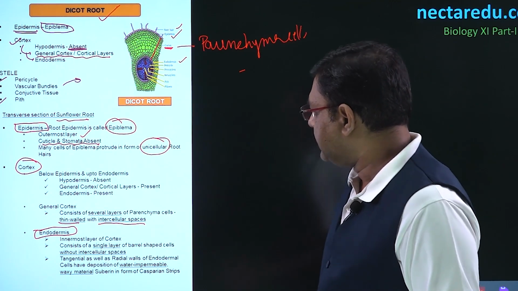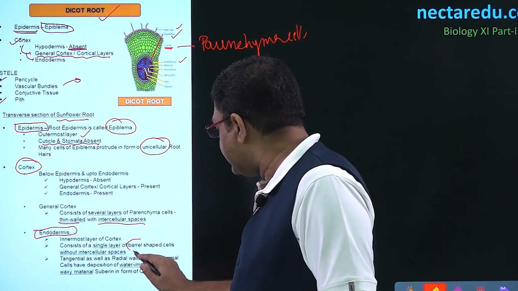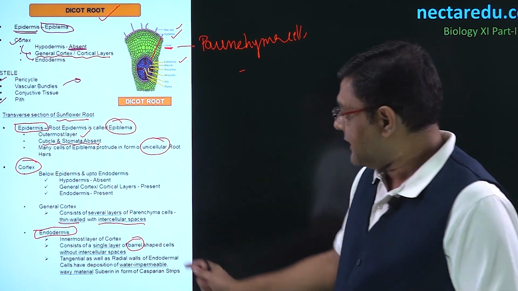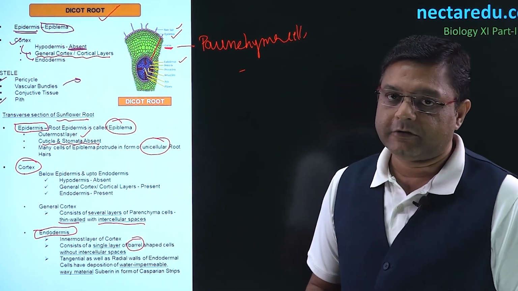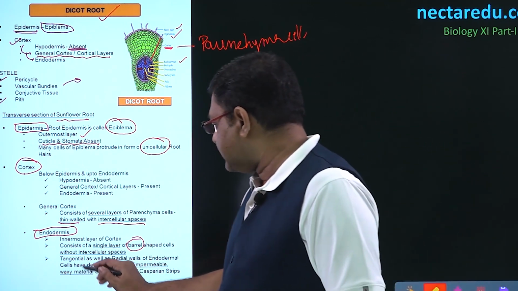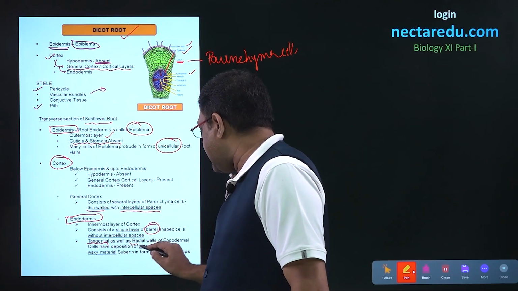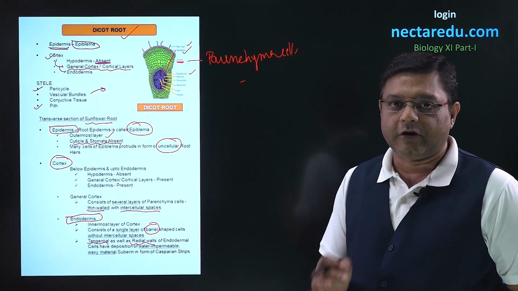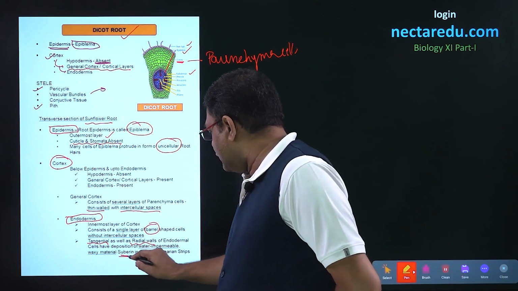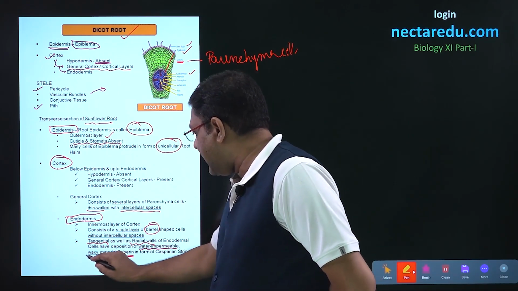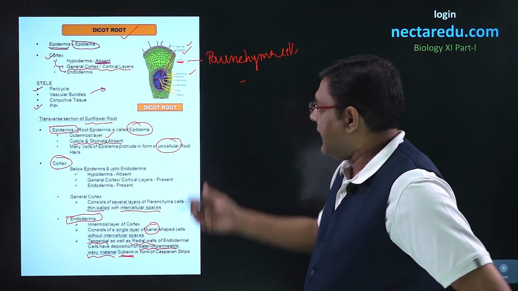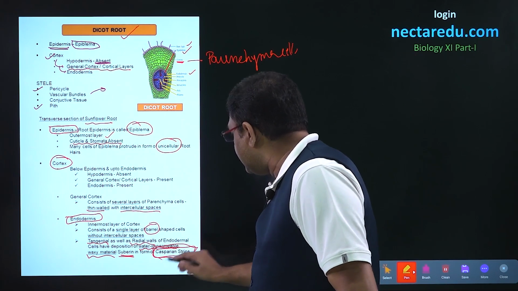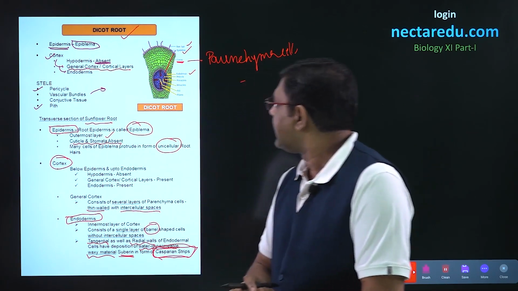Now, this endodermis has cells which are barrel shaped, and there are no intercellular spaces present in the case of endodermis. In the case of endodermis, both tangential as well as radial walls will have deposition of a substance called suberin. Now, this suberin is a water impermeable, waxy material, and that is why we say that Casparian strips will be present in the case of this endodermis.